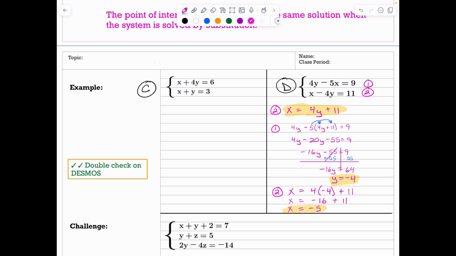Are we done yet? Almost. Put it all together. And the solution is the ordered pair x, y. So negative 5, negative 4. All right, let's check that on Desmos. Before we check it on Desmos, we've got to put together our equations in slope-intercept form.